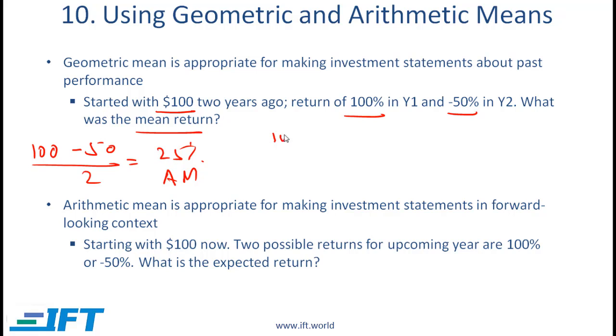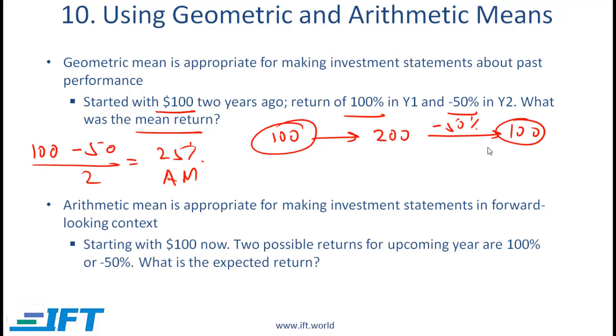When you have $100, in the first year you get 100% return. So you end up with $200 at the end of the first year. But then in the second year you lose 50%. Which means that you are back down to 100. So in reality, you have not made any money. You started with 100, you end up with 100. So your mean return really is 0%.